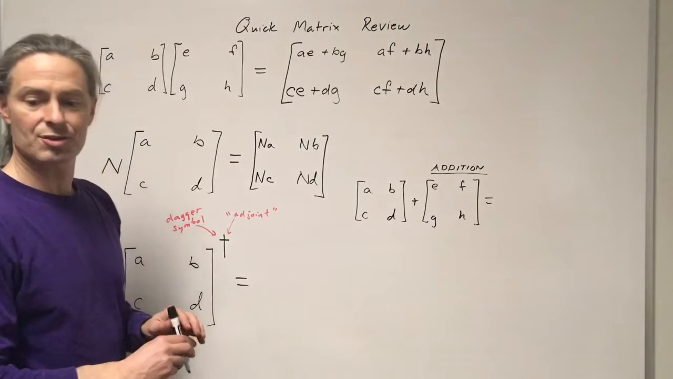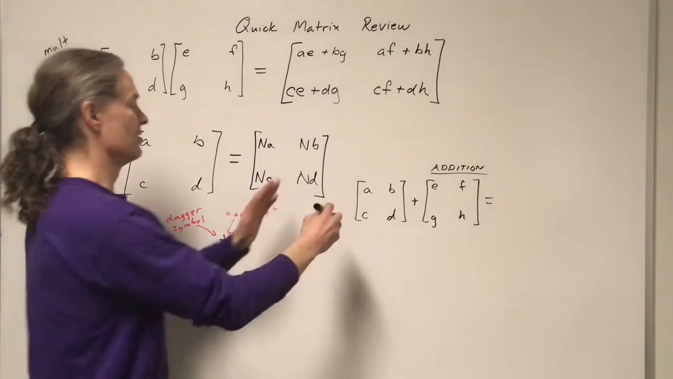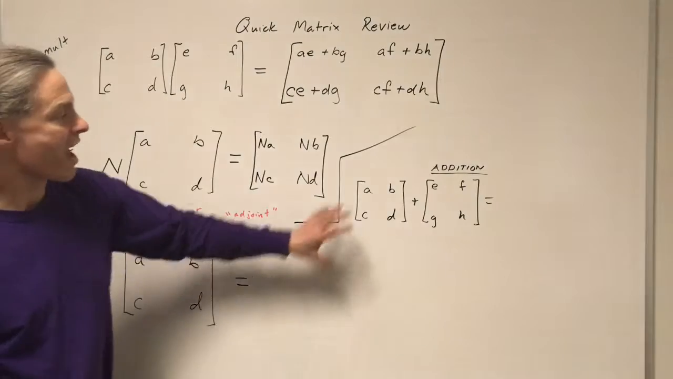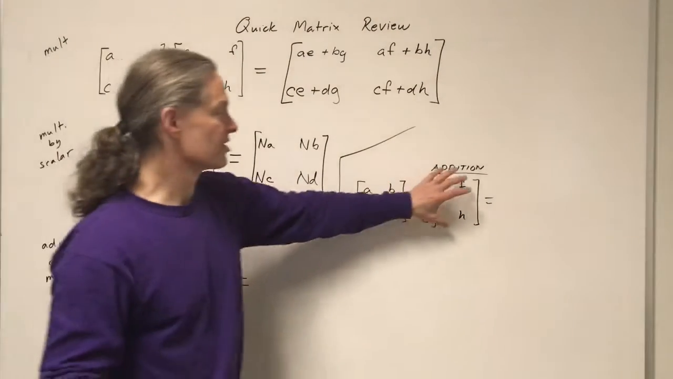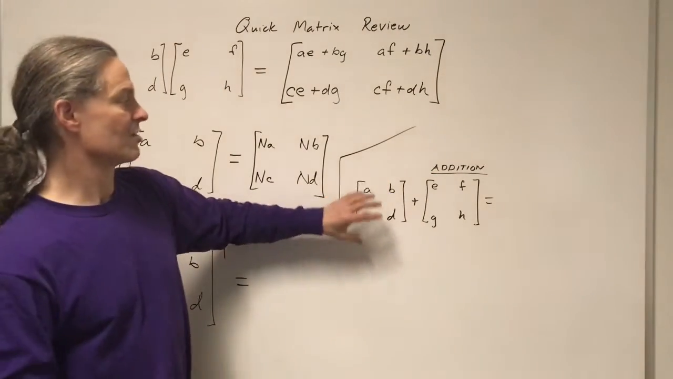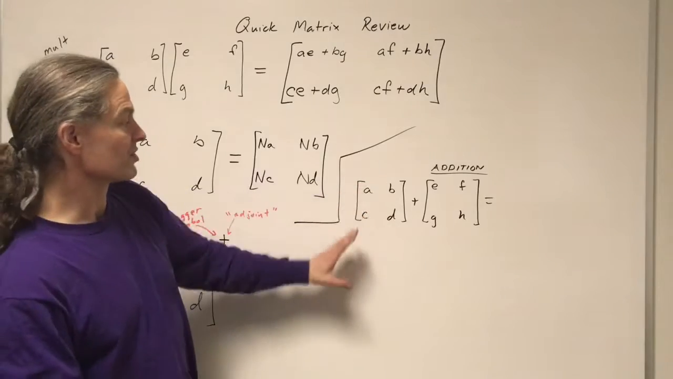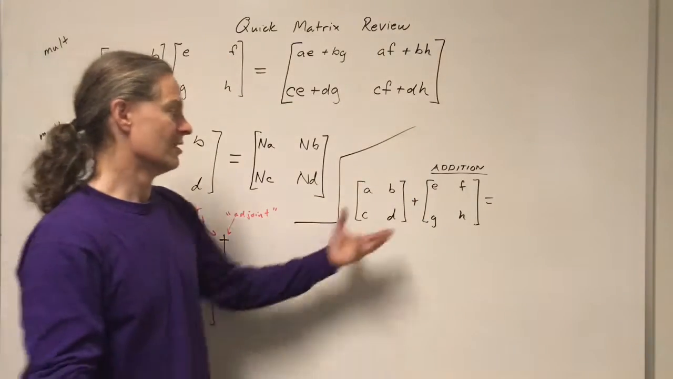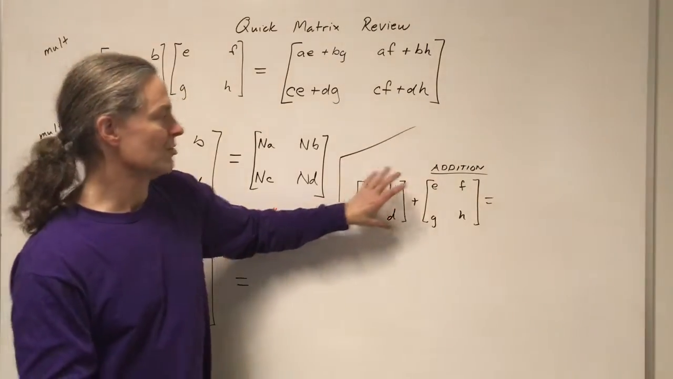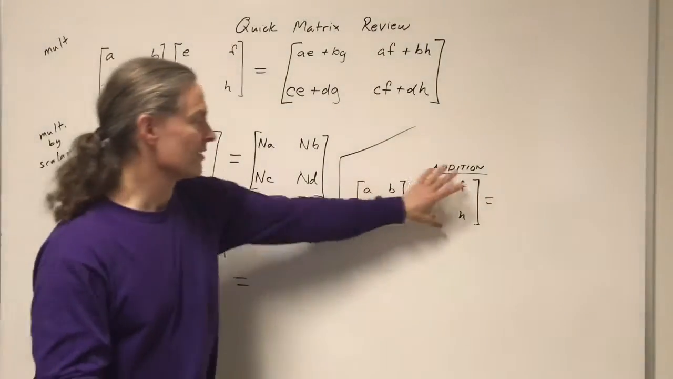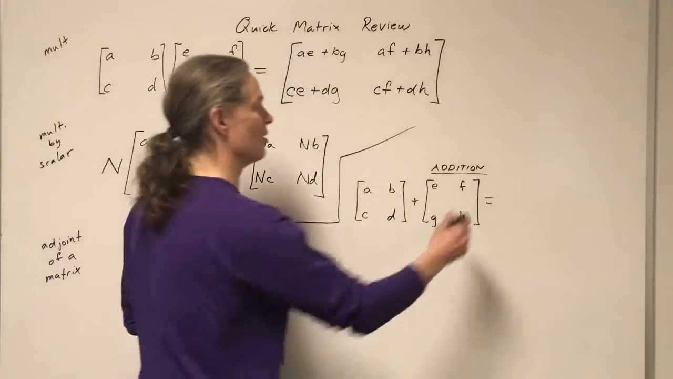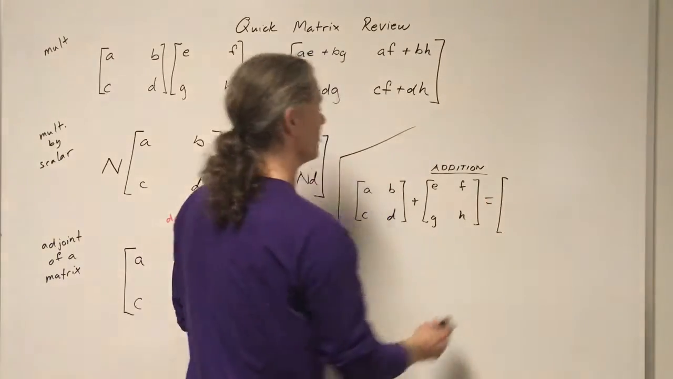Let's see, I should do matrix addition. So let's separate these two things here. If I want to add this matrix with this matrix, I have to have the same number of rows and columns, so they've got to have the same dimensions. This is a 2x2 matrix, this is a 2x2 matrix. So if I had a 2x2 and a 2x3, I couldn't add them. You've got to have the same number of rows and columns in both matrices. So to do that, I just add them element by element.